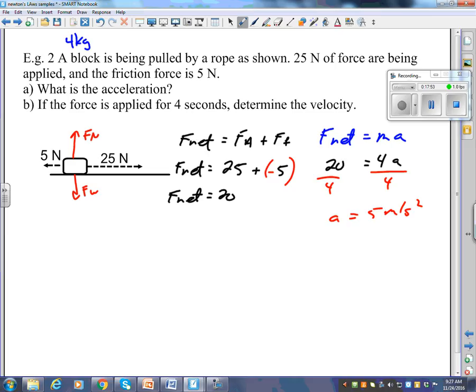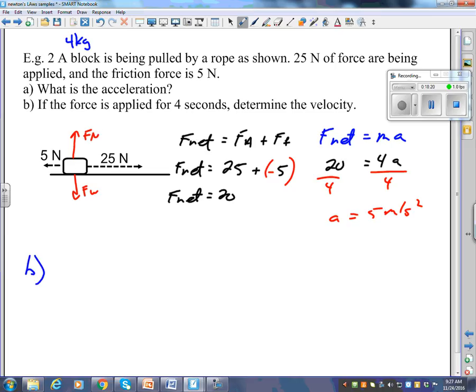So I have an acceleration of 5 meters per second squared. Is it negative 5? No, because the F net is positive. It's moving to the right, so it's positive. Sorry, like from before, you called the friction force negative, because it's to the left. Okay, so my acceleration is that.